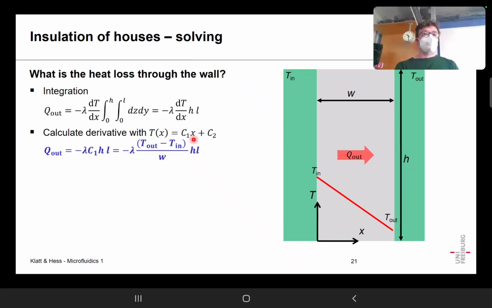Okay, are there any more questions to this first example? Okay.